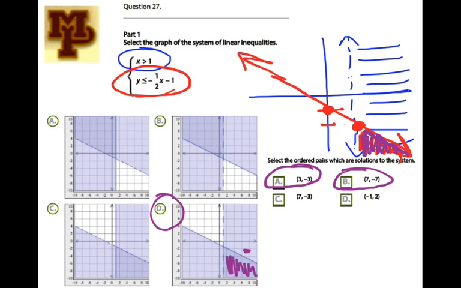That doesn't look like it's in there. And then -1, 2. So -1, 2 would be like right there, and that's not in the right area either. So I would say just those first two.